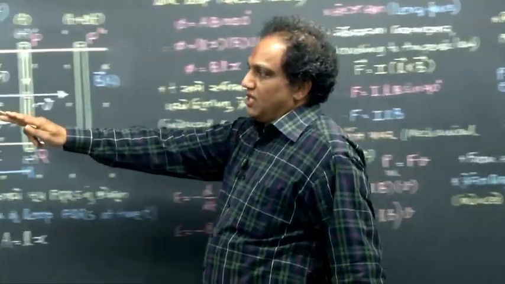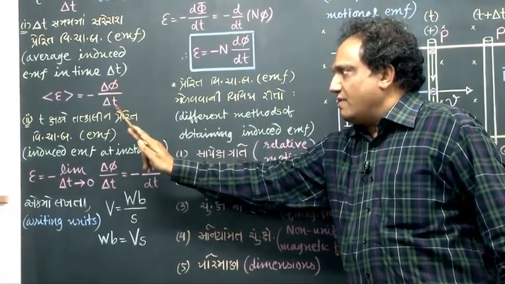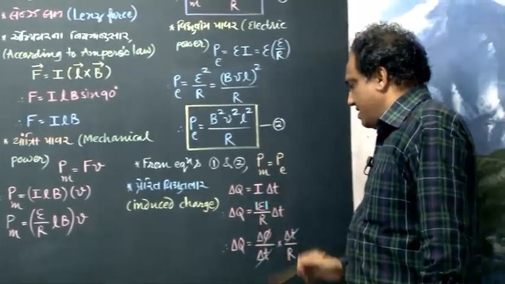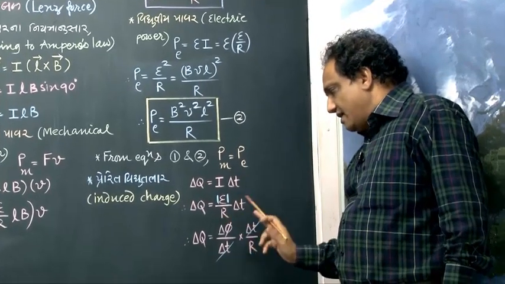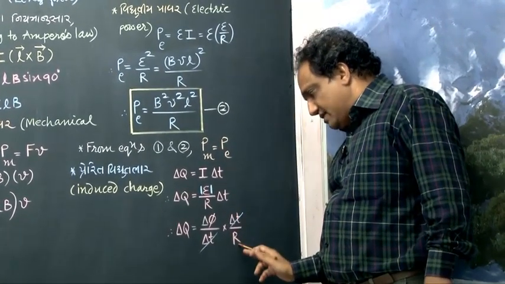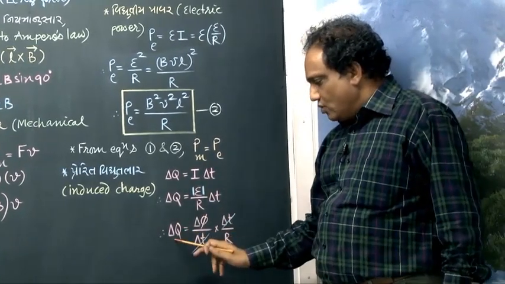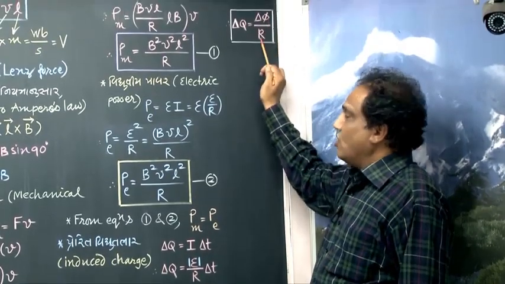From here if you take magnitude, then what is that? Come on, it is delta phi by delta T. Magnitude of E is delta phi by delta T, into delta T upon R as it is. Now delta T is getting cancelled. What is left? Delta Q equals delta phi upon R.